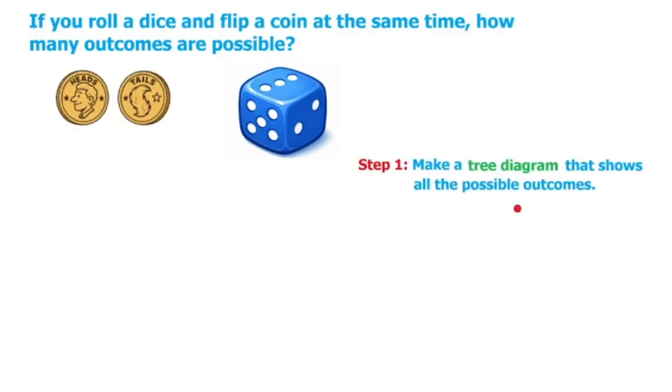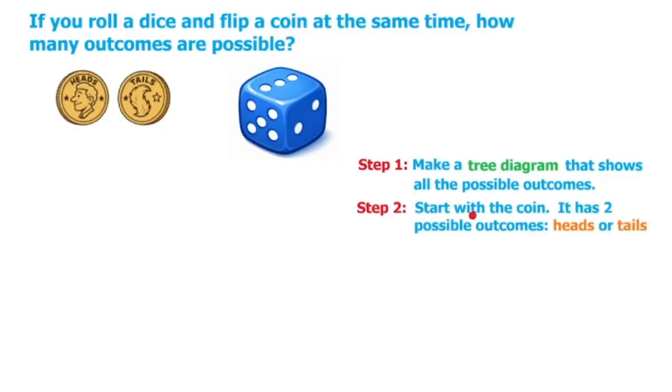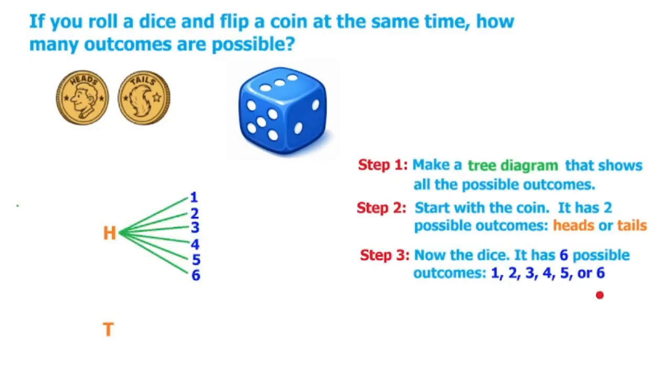So for this type of problem, we make a tree diagram that shows all the possible outcomes. So let's start with the coin. It has two possible outcomes, heads or tails. Heads or tails, right? So when you flip it, you might either get heads or tails. Those are the only two possible outcomes. Now when you throw the dice, you have six possible outcomes. You might get 1, 2, 3, 4, 5, or 6, right? Depending which way it rolls.